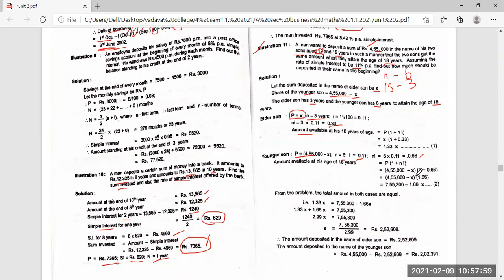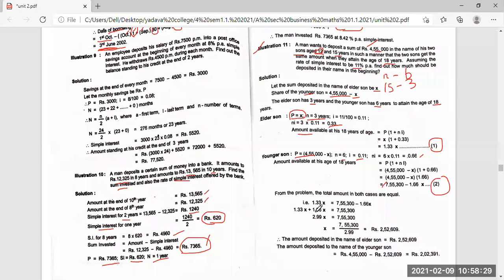Then we are multiplying with all these things. So we multiply both. When we multiply 4,55,000 into 1.66, you will be getting 7,55,300 minus X, that is into 1.66 is 1.66x. So this is your second equation. So for the elder son, we framed one equation. For the younger son, we also framed the equation. Now we are going to solve the problem.